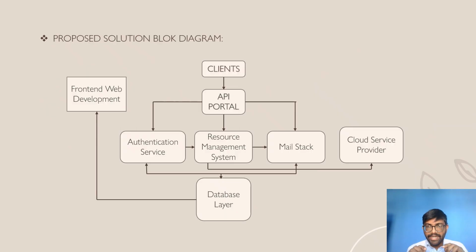Coming to the proposed solution, the clients go through the API portals, the gateway. And this gateway connects to the authentication service, resource management system, mail stack, and cloud service provider. These are also combined into the database layer. The database layer gives the data to the front end, the web page window where we can see and manage each and every piece of the data.